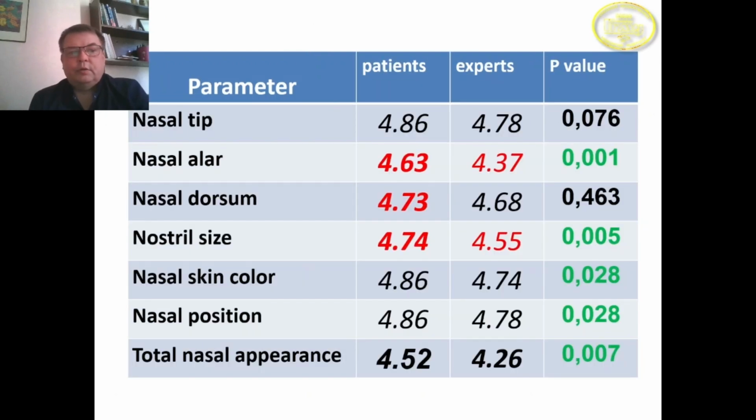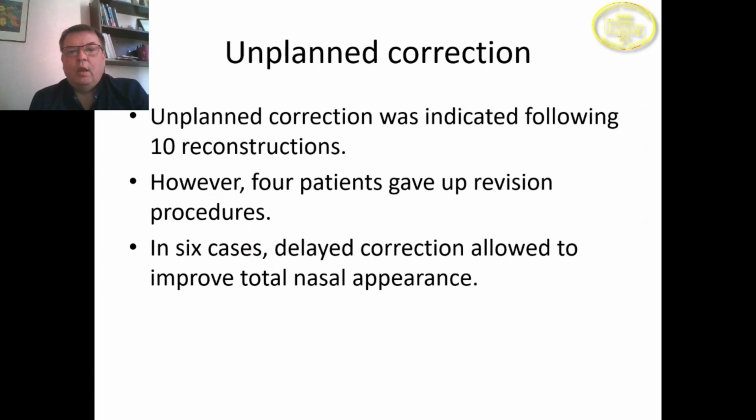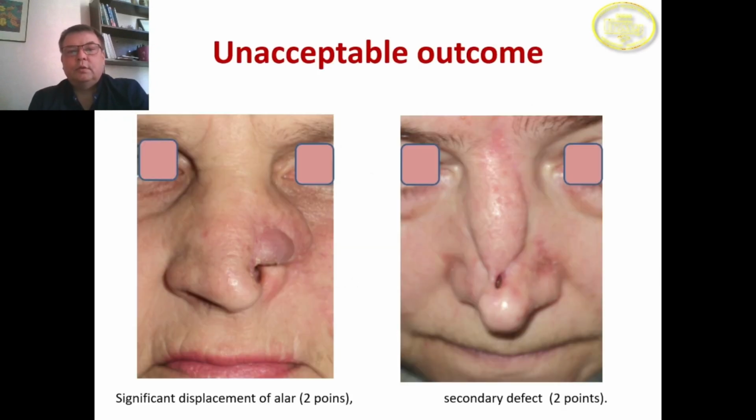Comparison of patient and expert scores shows a statistically significant difference for indicators: nasal alar, nostril size, nasal skin color, nasal position, and total nasal appearance. Unplanned correction was indicated following 10 reconstructions. However, 4 patients gave up revision procedures, and in the other 6 cases, delayed correction allowed improvement of total nasal appearance. This slide presents a patient with poor outcome.